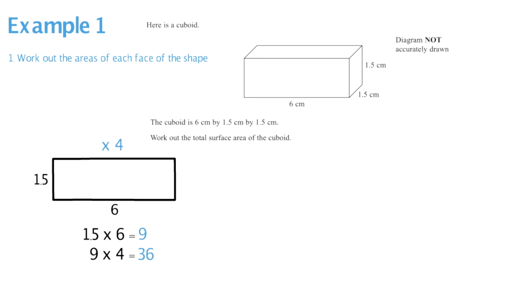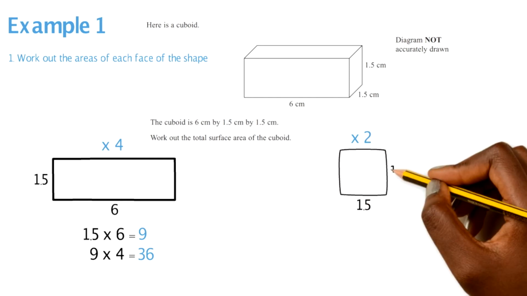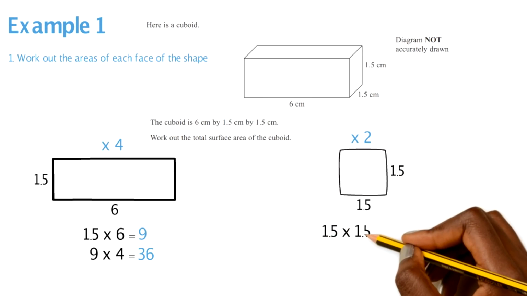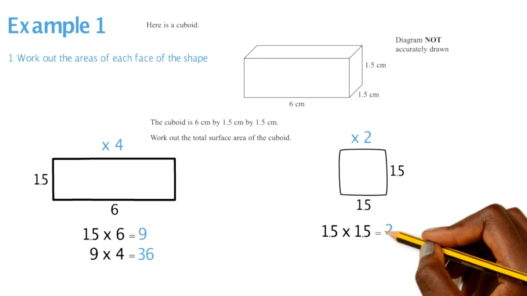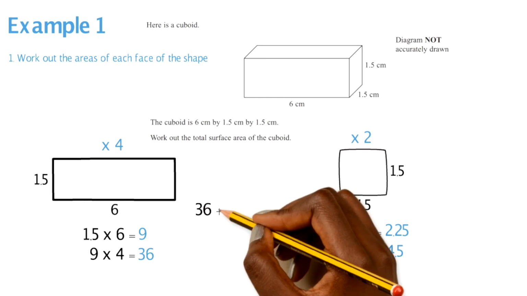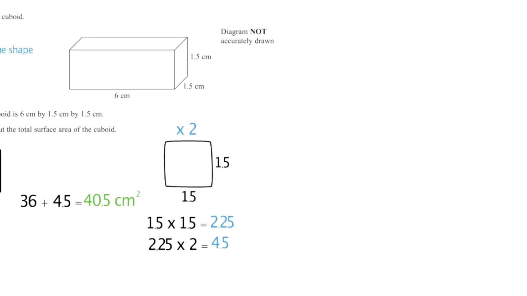And then also on your cuboid, you have 2 squares, and the length and the width on the square, because remember on a square all the sides are the same, is 1.5. So again, because there's 2 squares, we're going to do the 1.5 multiplied by the 1.5, which would leave you with an answer of 2.25, and then multiply that by 2, and that should leave you with an answer of 4.5. And then lastly, because it's total surface area, we're going to add those answers together, and that should leave you with an answer of 40.5 centimeters squared.